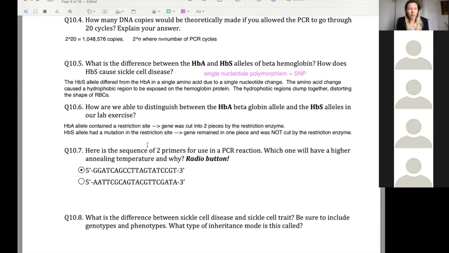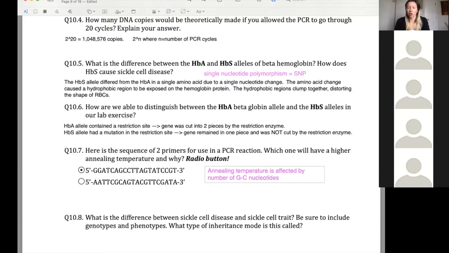All right, so this question asks us about these two primers and which one will have a higher annealing temperature. So how do we determine annealing temperature? And what do these nucleotides have to do with the annealing temperature? I think the annealing temperature depends on the amount of G and C in a sequence. By number of GC residues, or yeah, GC nucleotides.